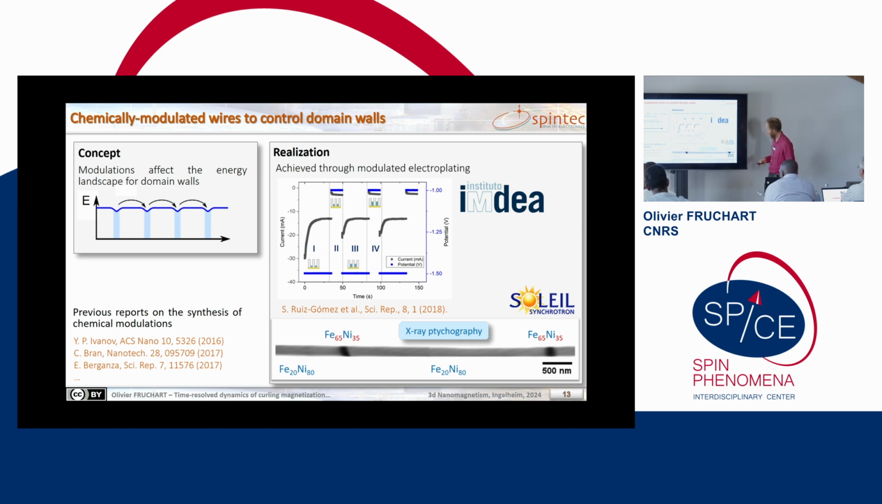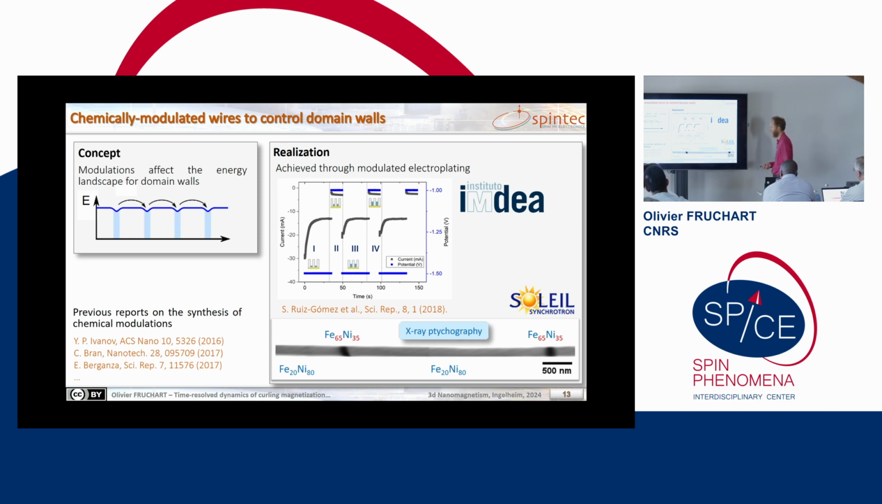And this is an example by our colleagues who are really expert in this in IMDEA Madrid. So this is a transmission experiment at the iron edge. So when it is darker, that means more photon absorbed. That means the composition is higher in iron. So in that case, it is permalloy segment and iron-rich inserts into the structure. So to some extent, you can control the length of this modulation by the length of the pulse during electroplating.